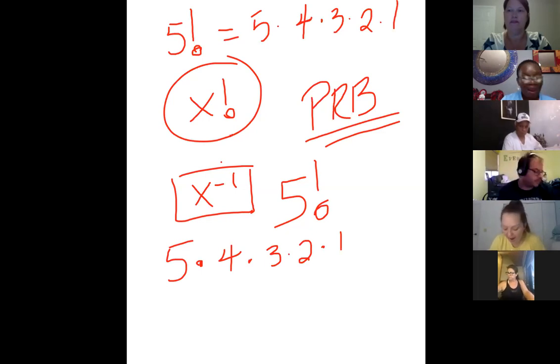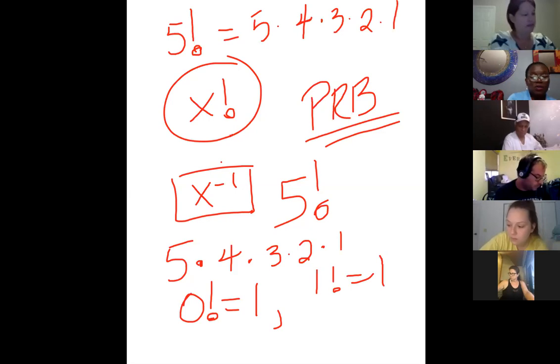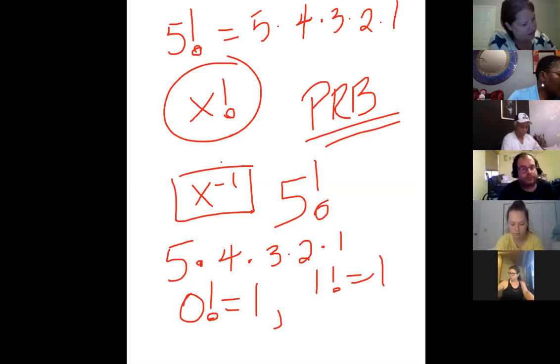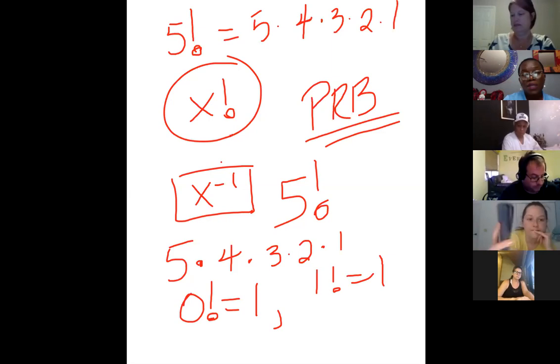So next, a couple of rules, guys. 0 factorial is equal to 1, and 1 factorial is also equal to 1. Now, if you're not sure about the 0 factorial, try plugging it into your calculator and see what it gives you. It gave you 1. So if you get lost with that, you can always plug it into your calculator.